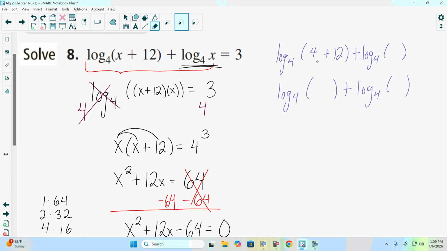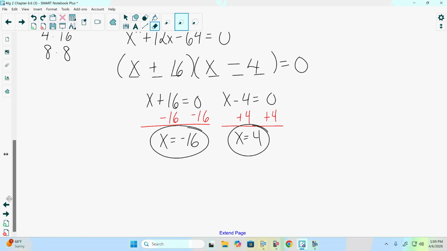That leaves us with 4. 4 plus 12 is 16. And that's just 4. Well, log base 4 of 4, since the base and what's inside it are the same, it would be 1. Log base 4 of 16 is also nice. 4 to what power is 16? Well, that would be 2. 1 plus 2 is indeed 3. So as we suspected, x equals negative 16 is thrown out. X equals 4 is our only solution.